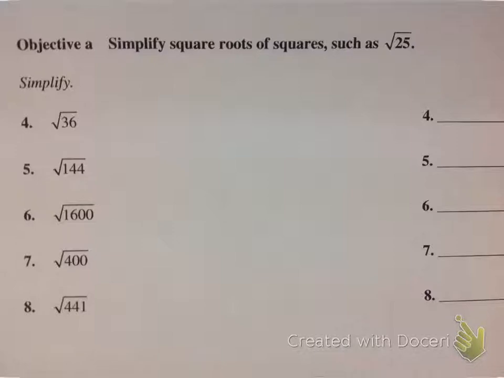A square root is a number that, multiplied by itself, gives you, say, 36. So what times itself is 36? Perfect squares are numbers that you're probably familiar with, but we just haven't worked with them a lot. So the square root of 36 is 6, because 6 times 6 is 36. The square root of 144 is 12. The square root of 1,600, well, the square root of 16 is 4. So the square root of 1,600 is 40.